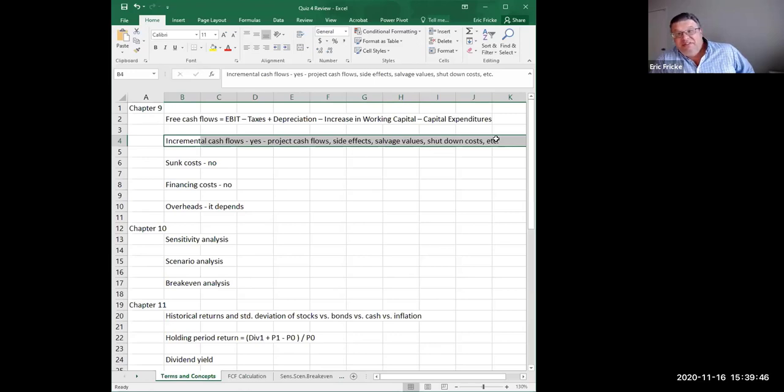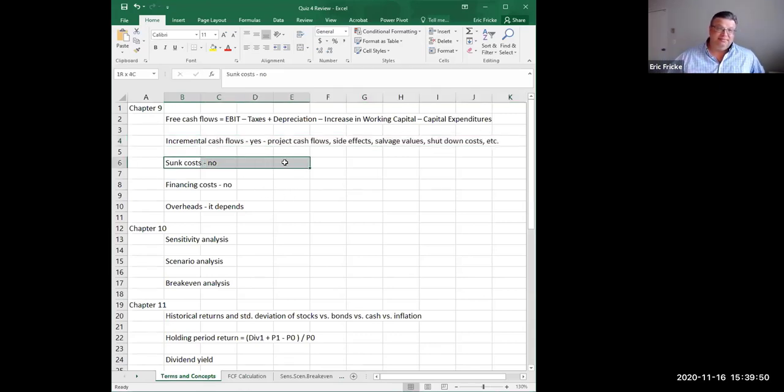But examples of other things that we might not include would be like sunk costs. And so sunk costs are basically costs that have already been paid, right? And the key thing here is that it doesn't matter if you do the project or don't do the project, the costs have already been paid. So whether or not you do the project has no bearing on these sunk costs.